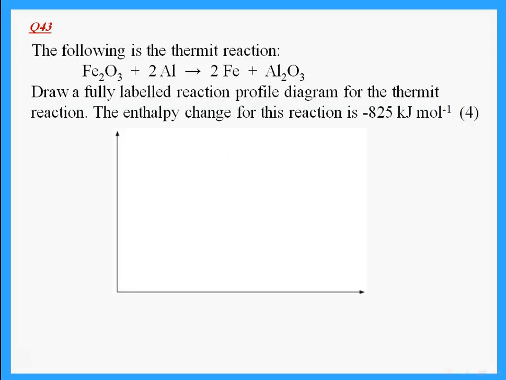The following is the Thermit reaction. Draw a fully labeled reaction profile diagram for the Thermit reaction. The enthalpy change for this reaction is this. It is a minus, so he's telling me that it is exothermic. That means the products will have lower energy than the reactants.